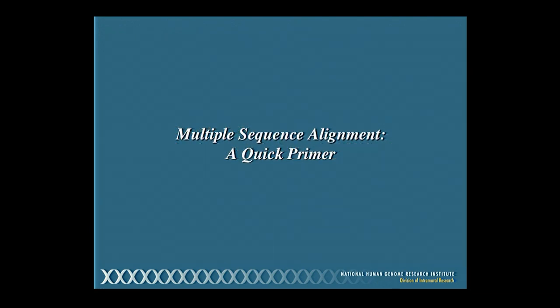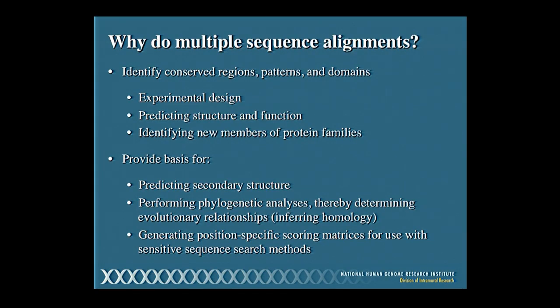We spent most of the last 2 weeks talking about this. So now let's take this the next step and think about multiple sequence alignments, which are in essence just a whole bunch of pairwise sequence alignments. Okay, so what can you learn by doing these multiple sequence alignments? As we've talked about many times, you can start to pick out conserved regions, patterns, and domains. Why is that of use to you?